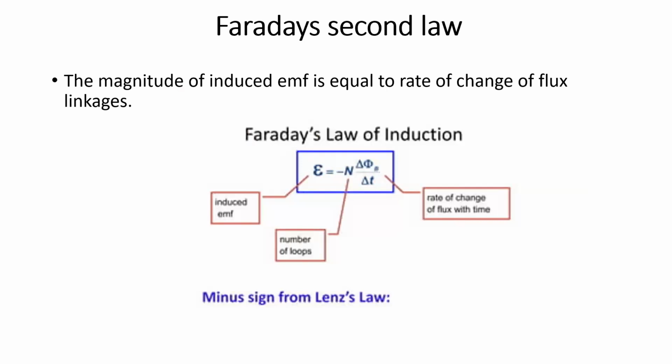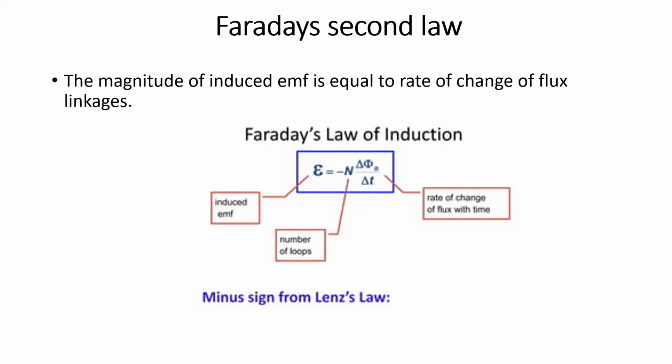Next is Faraday's second law. Now the EMF is induced, and the magnitude of induced EMF is equal to the rate of change of flux linkage. There is a flux linkage. Flux will drive a torque, a force, and that will make the conductor rotate. So for that flux linkage, we write the change of flux with respect to time. Rate of change of flux is always with respect to delta t.